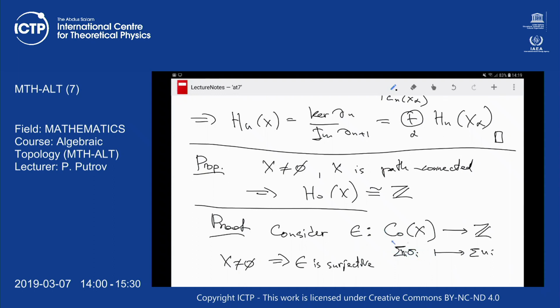If you take an arbitrary linear combination of maps sigma i, where each sigma i is a map from delta 0 to X, the result of the map gives the sum of the coefficients. And so if X is non-empty, this map is surjective because, of course, there exists at least one map like this, and we can always take it with some integer coefficient to get any integer number here.